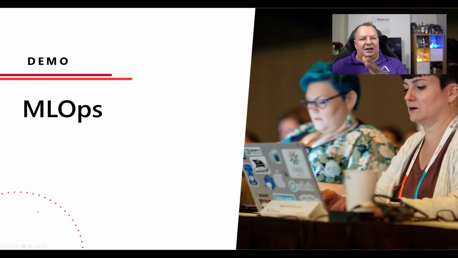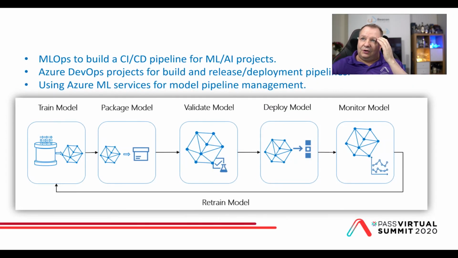We covered our demo for MLOps, so we had that process through, and this was a summary of building that pipeline for the ML and AI projects using DevOps to build that pipeline out, and then just using our services to push those new changes, those new models out.